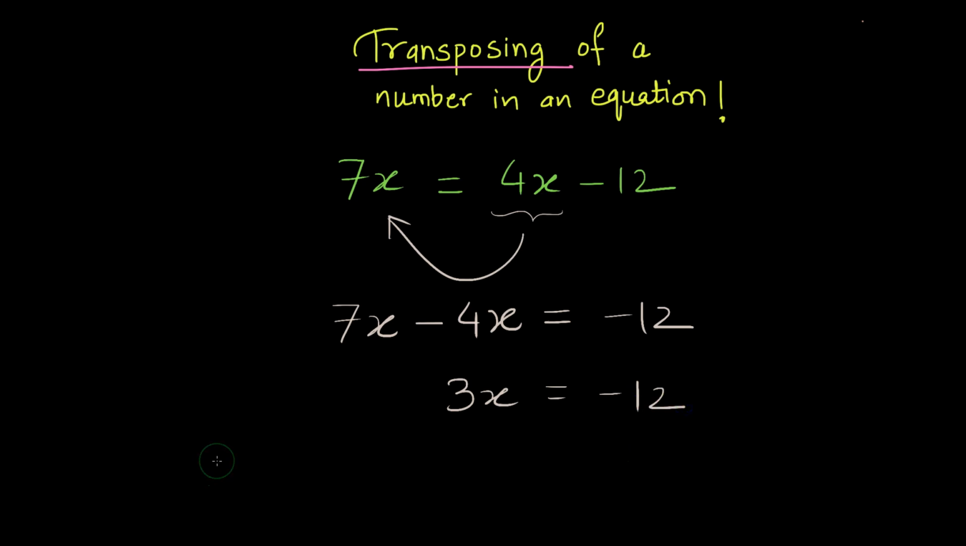So basically moving a number or a variable from one side to the other side by changing its sign is called transposing of the number or a variable.